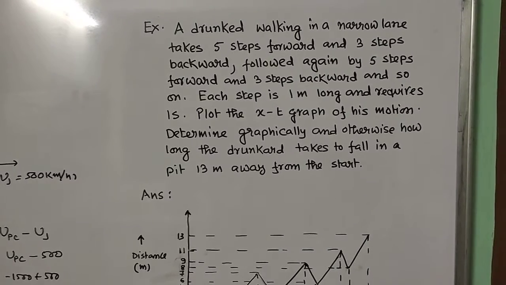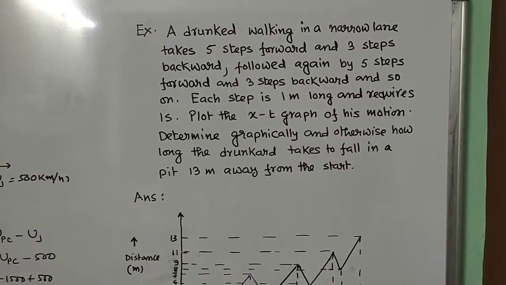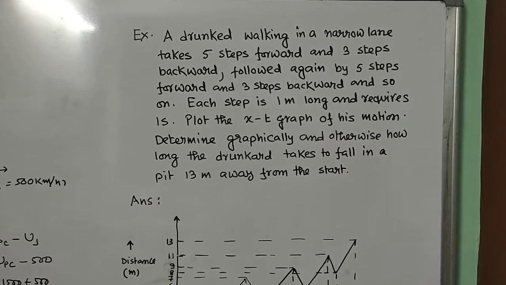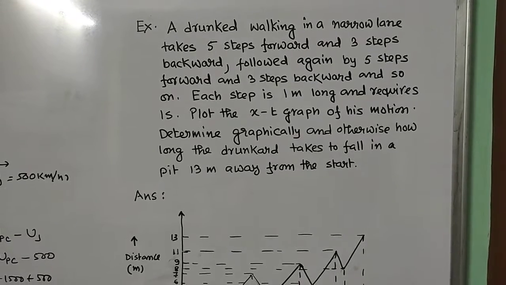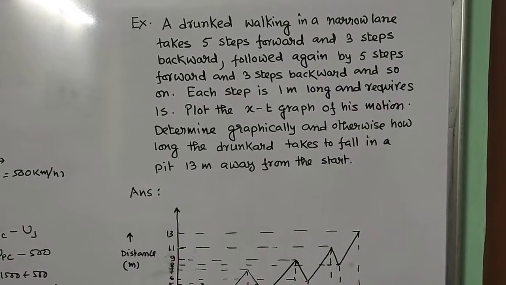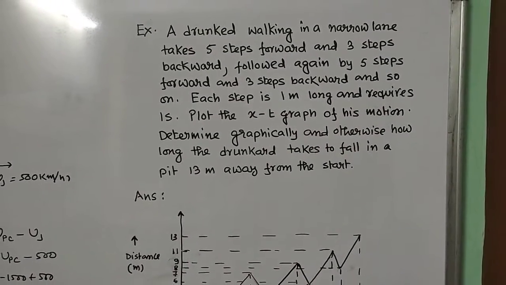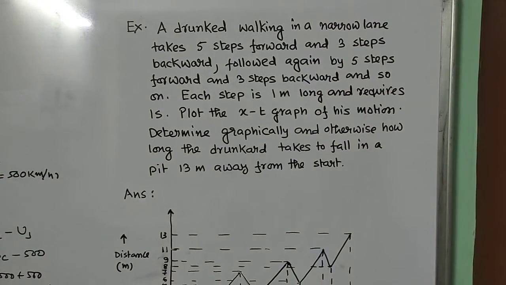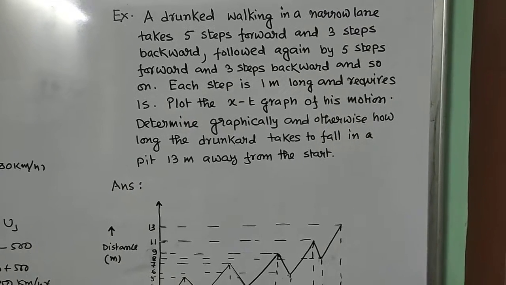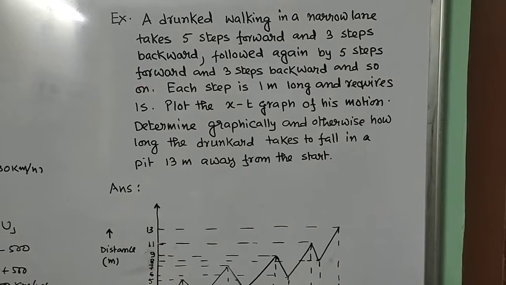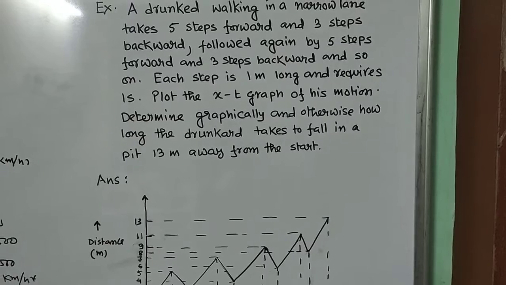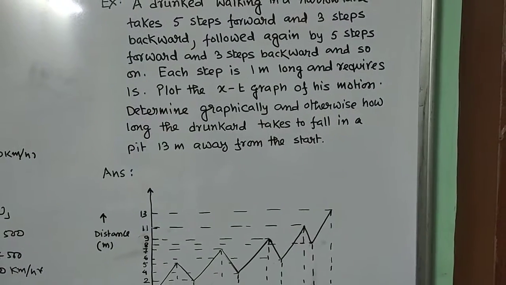Now each step is 1 meter long and requires 1 second. So 5 steps require 5 seconds, because each step is 1 meter long. Definitely 5 steps cover 5 meters, and the time required is 5 seconds because each step takes 1 second. Now in the question, plot the x-t graph. It means the position-time graph or distance-time graph of his motion. Determine graphically and otherwise how long the drunk takes to fall in a pit 13 meters away from the start.